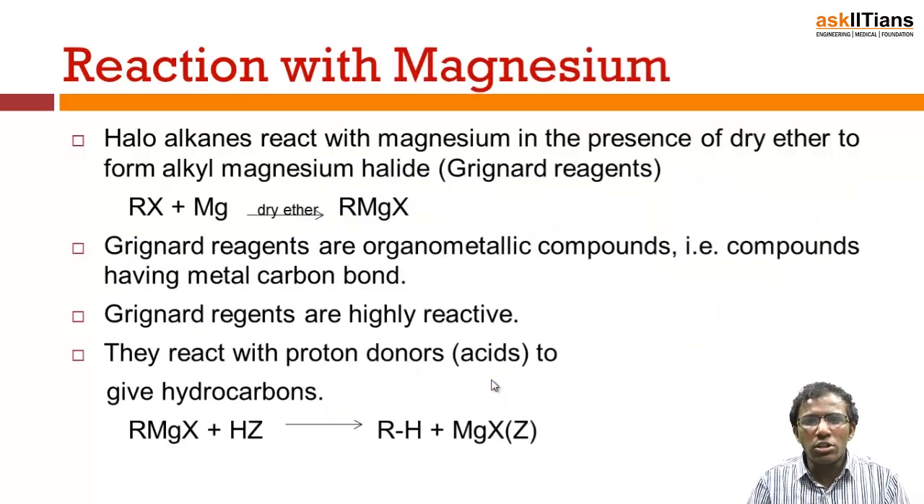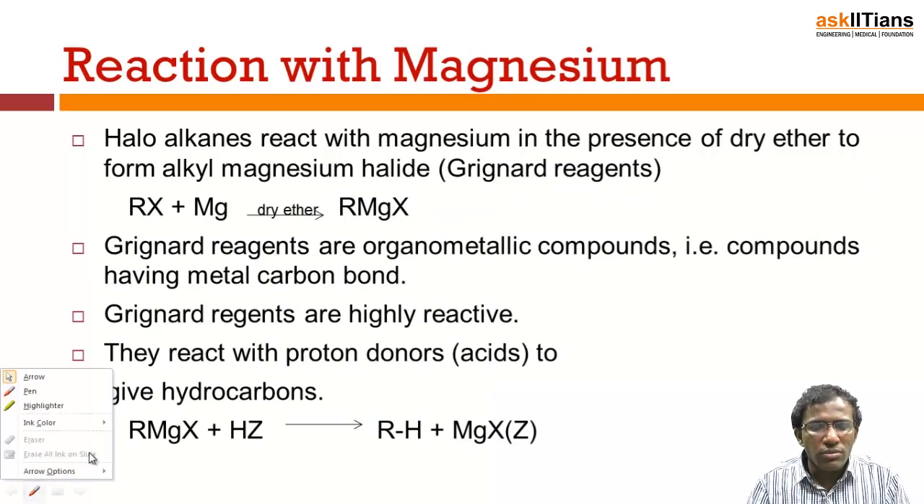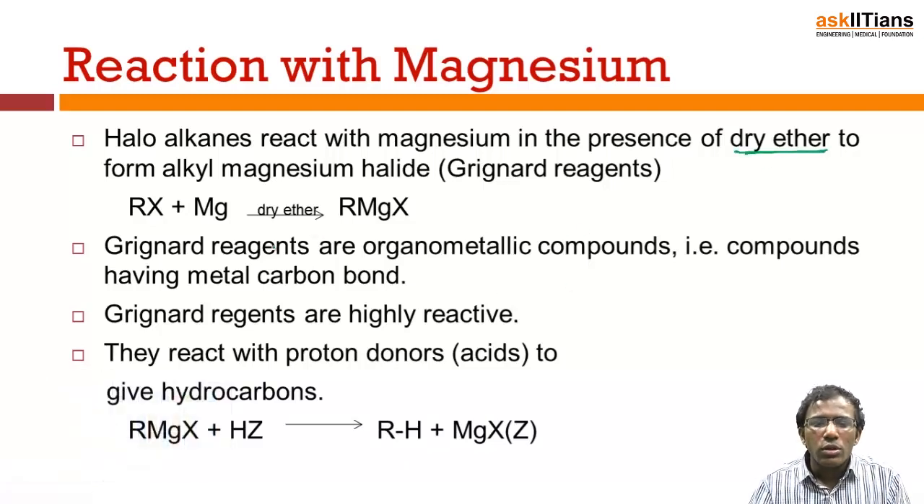And let's see the reaction with magnesium. The haloalkanes react with the magnesium in the presence of dry ether. Here also the solvent is dry ether, to form the alkyl magnesium halide. So this RMgX is a very, very important and special candidate in organic chemistry, that is known as Grignard reagent. Grignard reagent, that is RMgX, which is alkyl magnesium halide, is formed upon reaction of RX and Mg in the presence of dry ether.